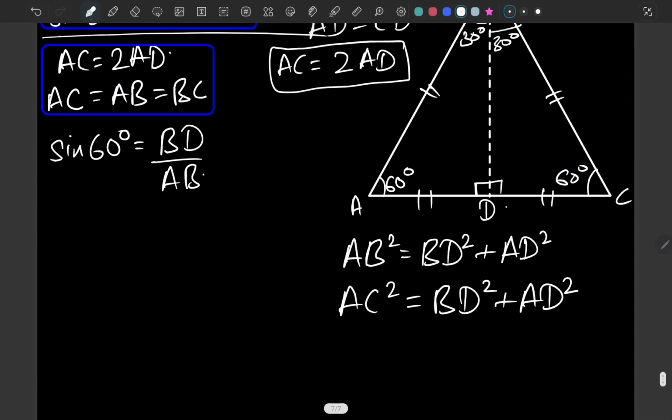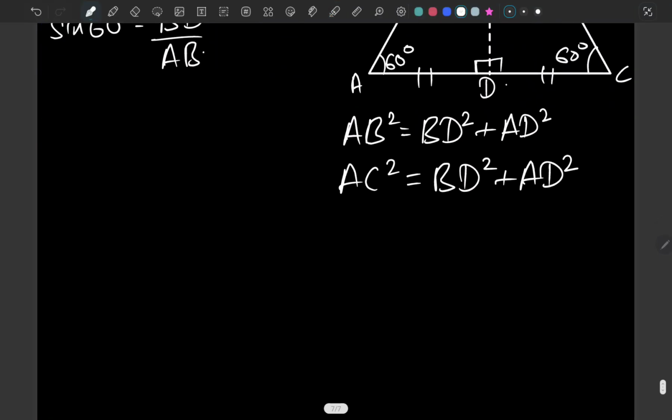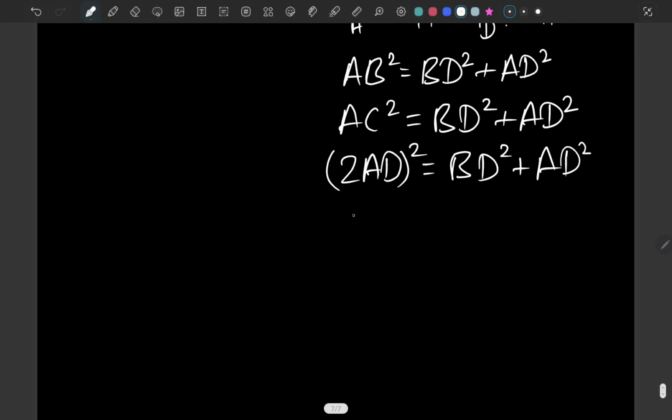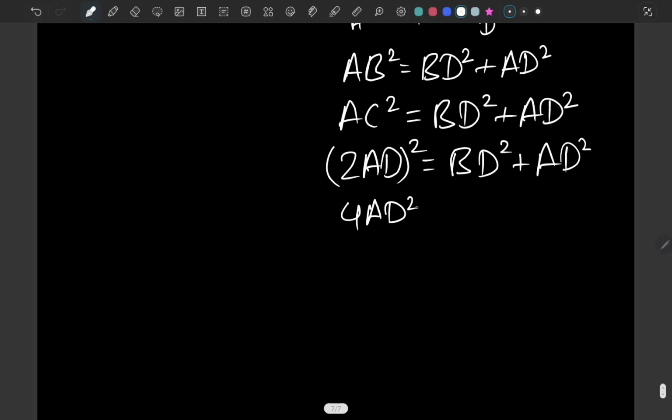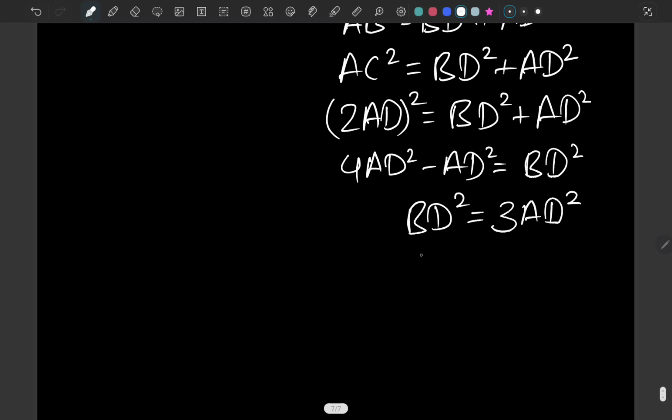Okay. So AC squared, and from this equation AC equals 2AD, right? So it's 2AD squared equals BD squared plus AD squared. So it's going to be 4AD squared minus AD squared, subtracting AD squared from both sides, and it's BD squared. So BD squared comes out to be 3AD squared, and BD comes out to be AD root 3.